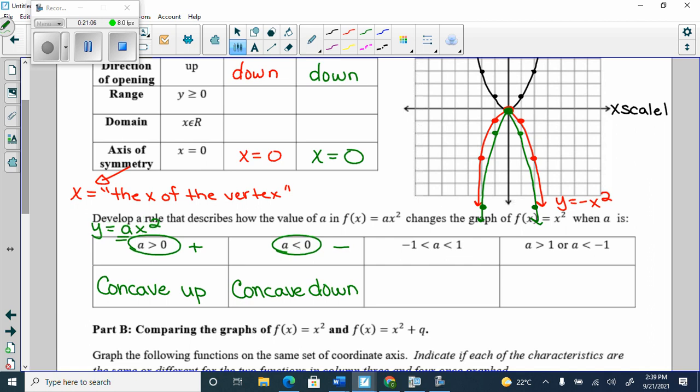What happens when your a is between -1 and 1, so a small fraction? What happens to the graph when it's smaller? Graph actually widens. And what happens when it's greater than 1 or less than -1? Like the 2 and the -2 we just looked at? Graph.